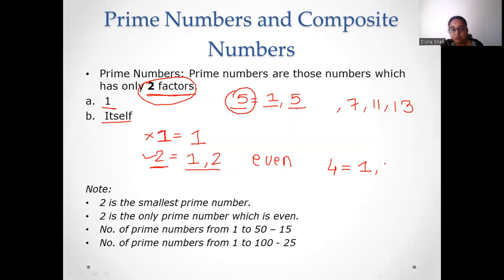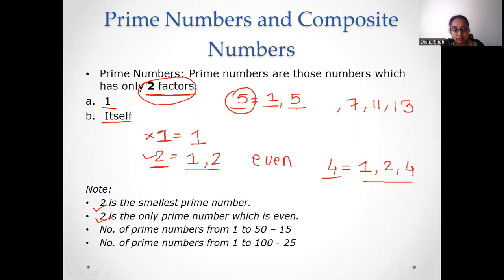1, 2 and 4. So 4 has 3 factors and hence it is not satisfying the condition of a prime number, and hence 4 is not a prime number. Okay, so 2 is the smallest prime number. 2 is the only prime number which is even.